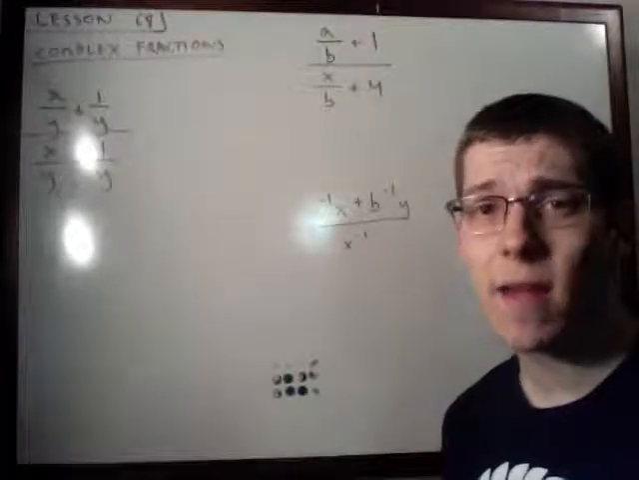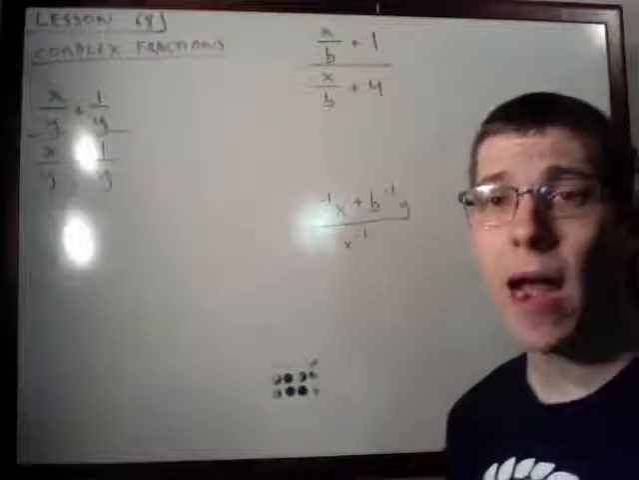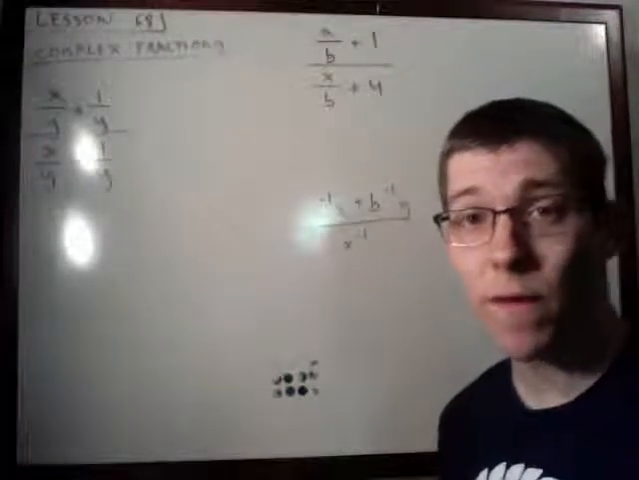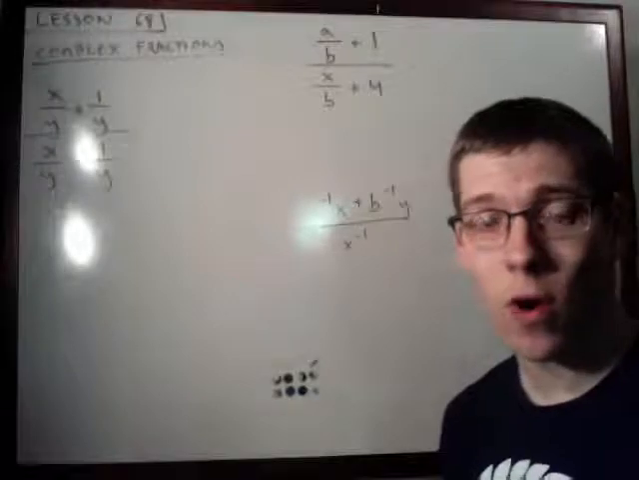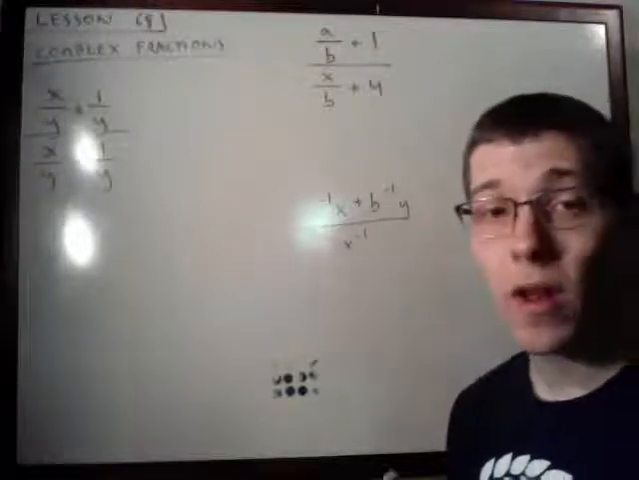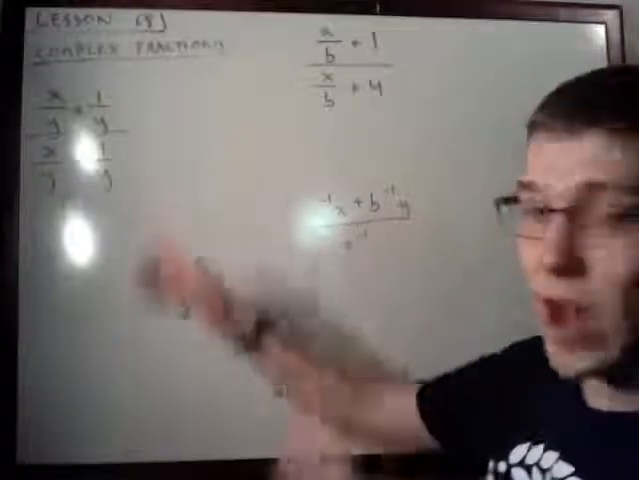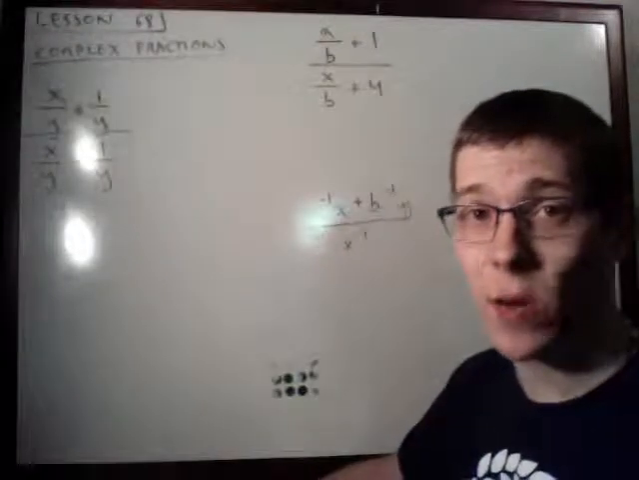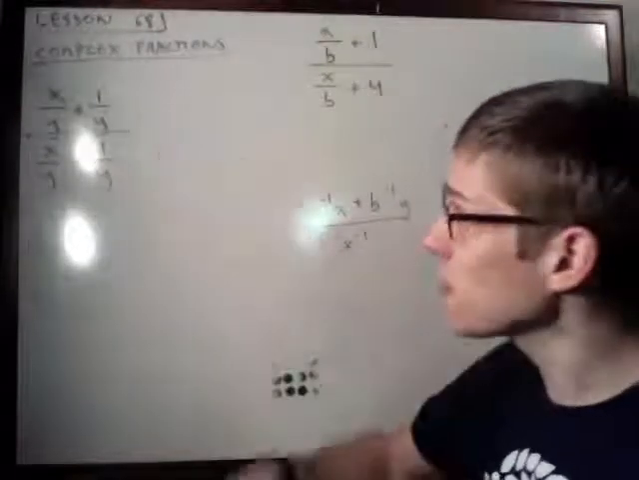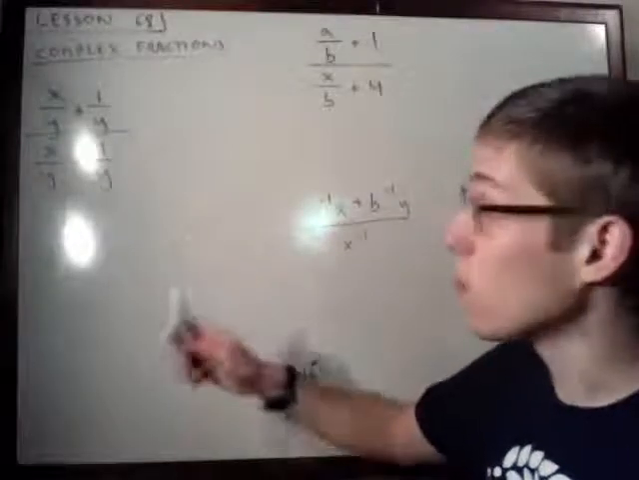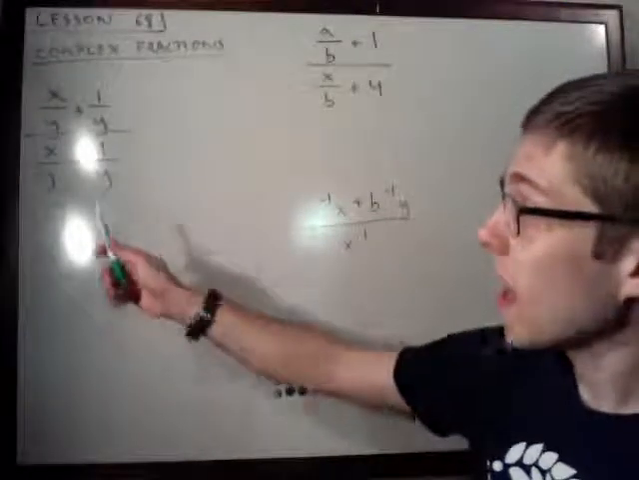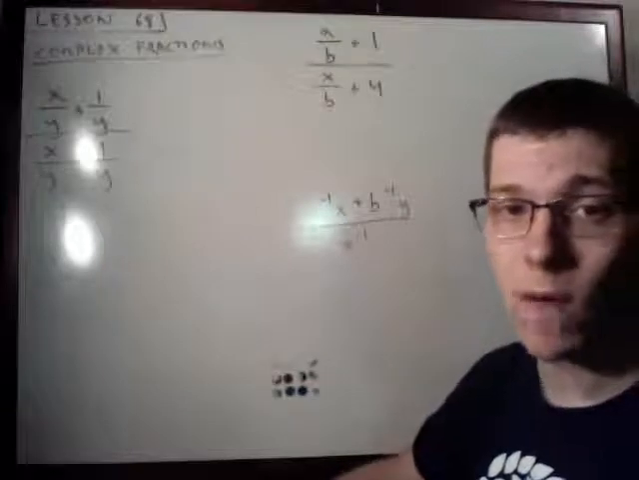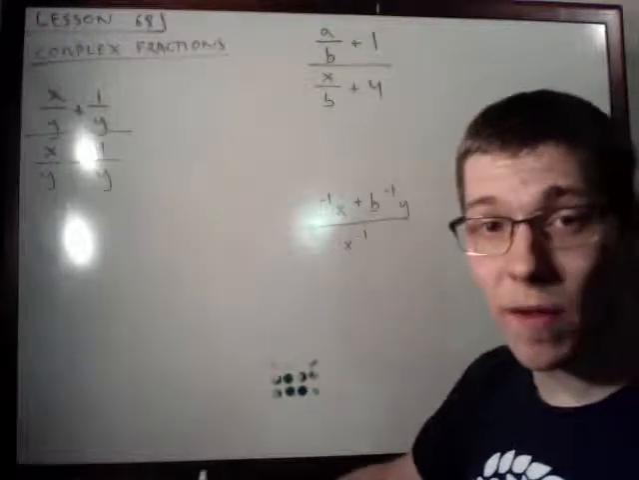Lesson 68, complex fractions. We're going to combine a couple of concepts that we've used before for individual problems. So let's take a look at this weird fraction we've got over here on the left, which might look kind of intimidating at first, but we're going to take it one step at a time. So we've got x over y plus 1 over y, over x over y minus 1 over y. And we're going to simplify this fraction.